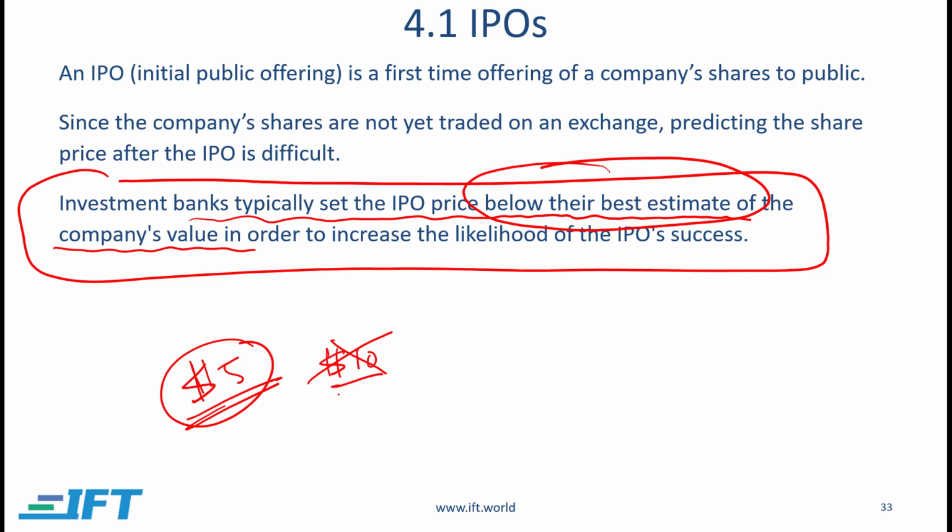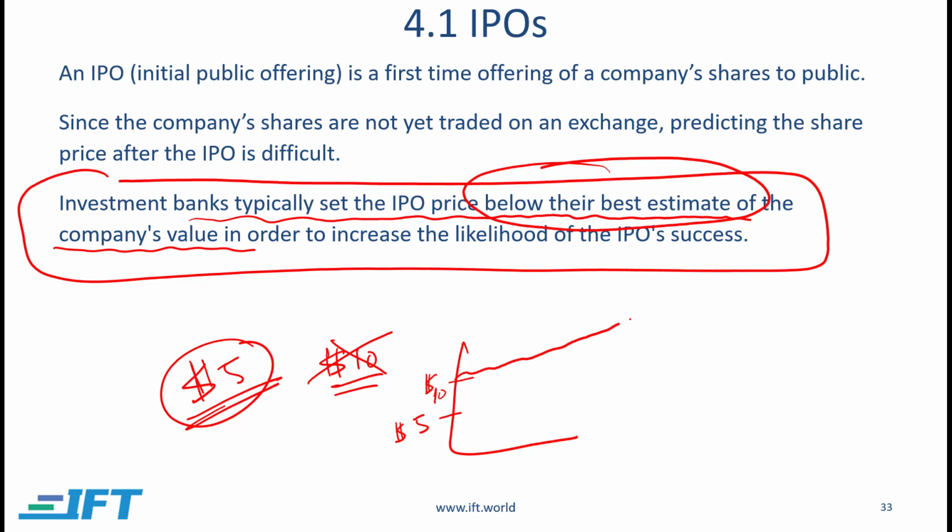So if something is worth $10 and you are issuing it at 5, what do you think is going to happen? It will be oversubscribed. That means people will line up to buy that share at 5, and then eventually the price will probably open at 10, and then even after that it will go up a little bit. So this is what happens in IPOs, and this makes it a very good deal for the investment bank because they are able to raise more money than they have to pay to the company, right?